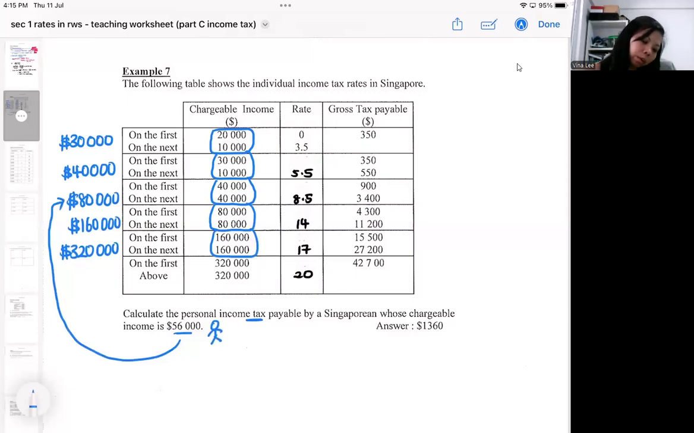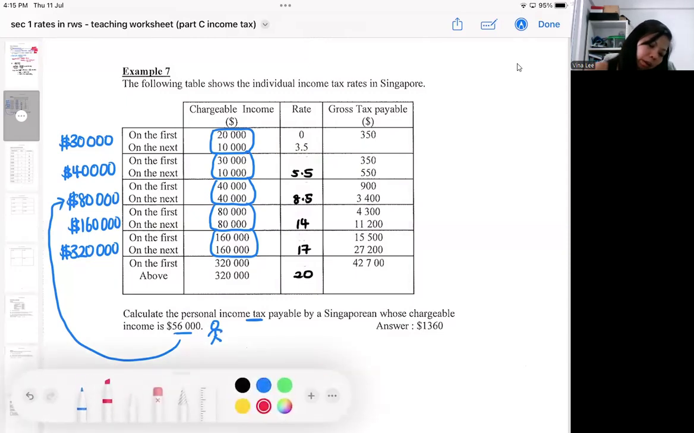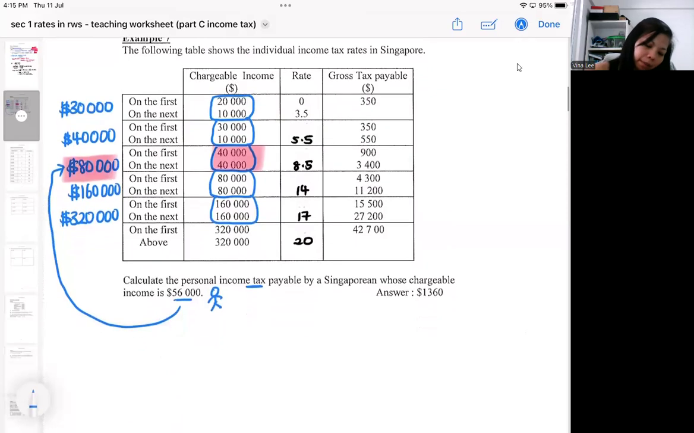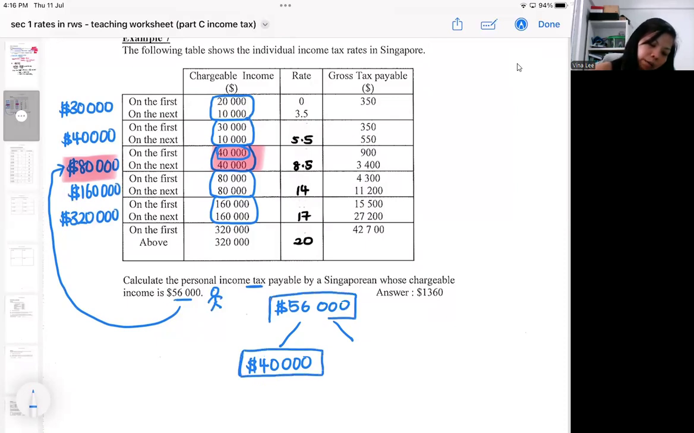Okay, so how do you interpret this? If you decide that it's going to be this bracket, then how are you going to interpret this? Once you have found the bracket, you need to split the chargeable income into two baskets. This one will tell you the first basket is 40,000, and then anything in the next 40,000. So if he only got 56,000, if you take out the 40,000 into the first basket, that means the second basket is left with 16,000.